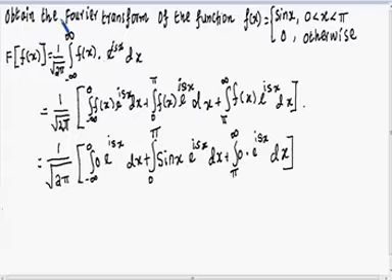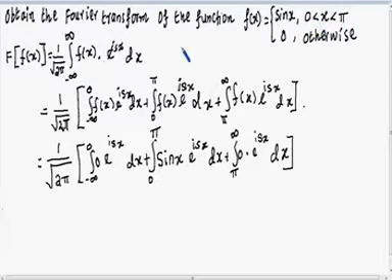Students, you have been given a problem to obtain the Fourier transform of the function f of x is equal to sin x in the interval 0 is less than x is less than pi, and f of x is equal to 0 otherwise. It has been clearly defined that f is non-zero between the limits 0 to pi alone.